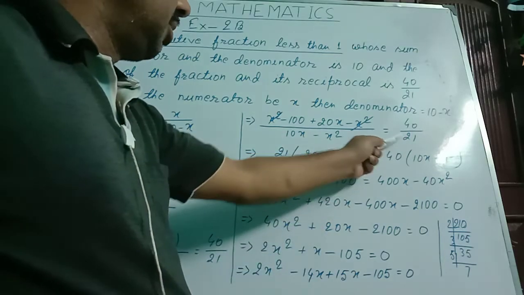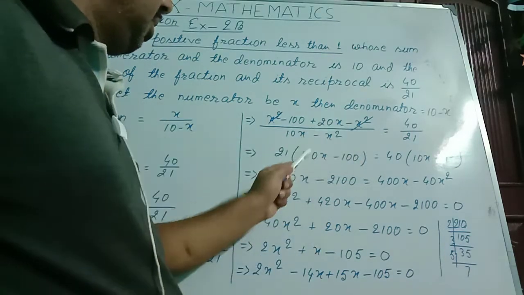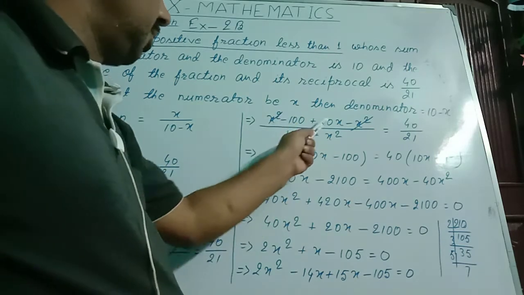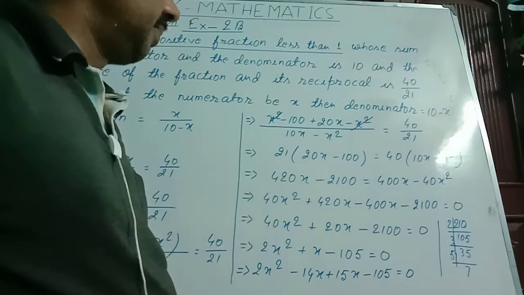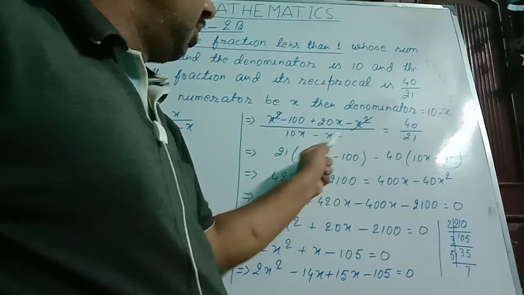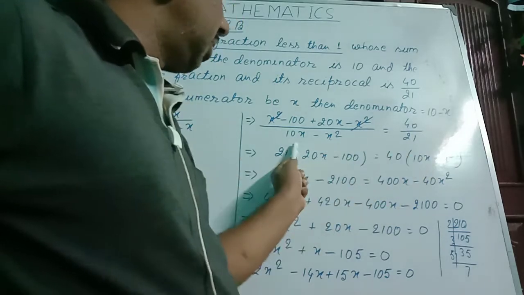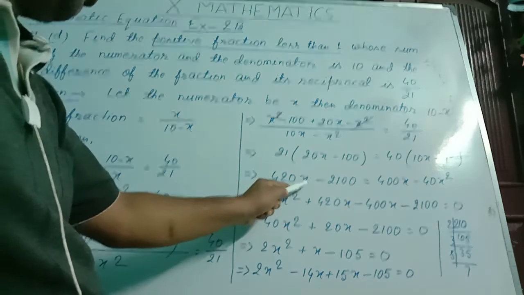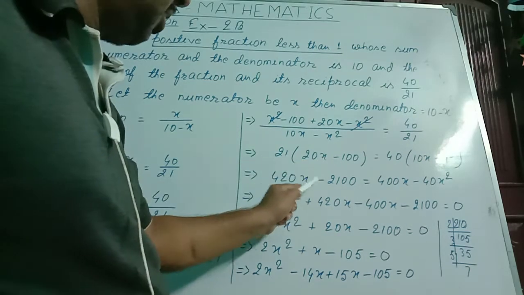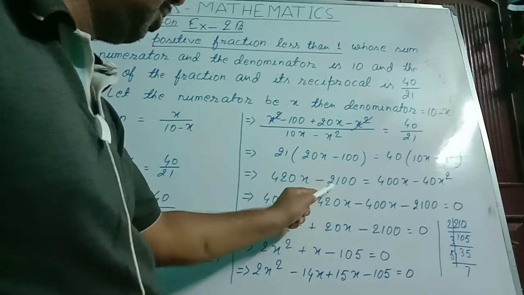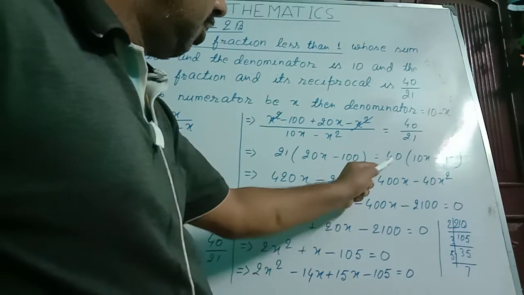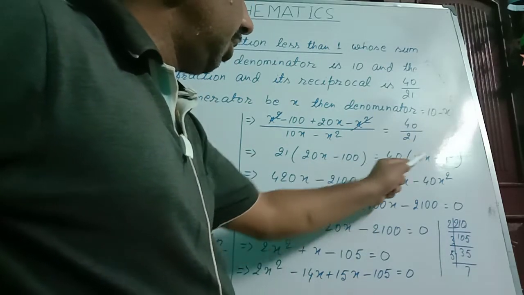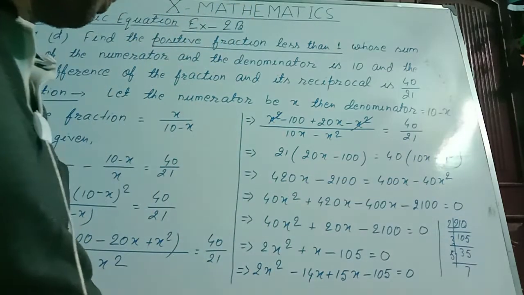Now I did cross multiplication. 21 into 20x minus 100. I have changed the position: 20x I have written first, then minus 100. Equal to, these two will be multiplied by 40, so 40 into 10x minus x square. Now these are multiplied. This became 420x minus 21 into 100, which is 2100, equal to 40 into 10x, 400x, minus 40 into x square, 40x square.